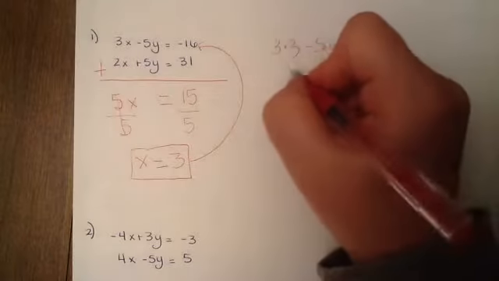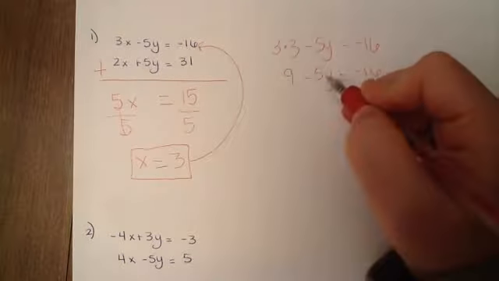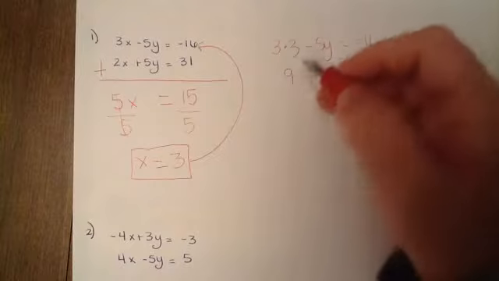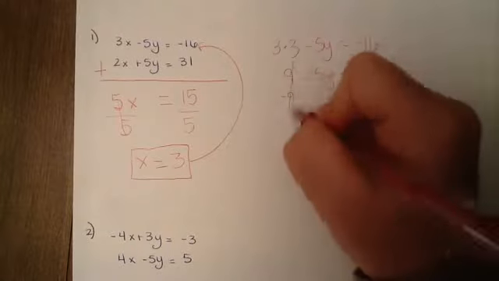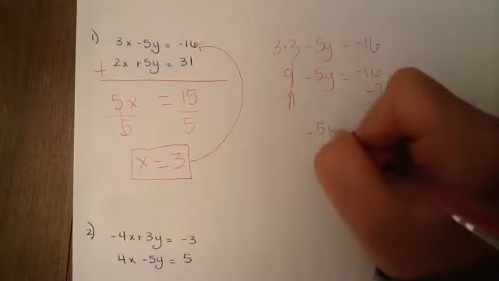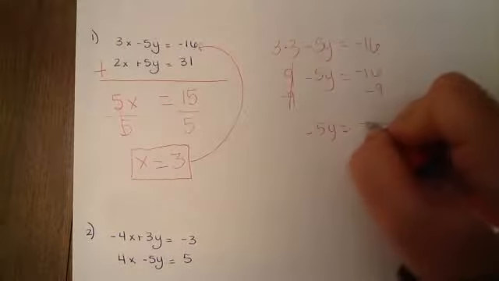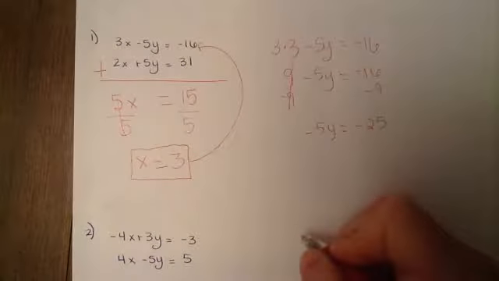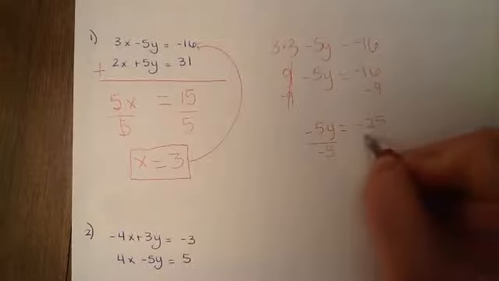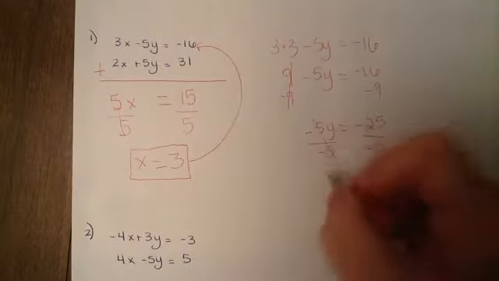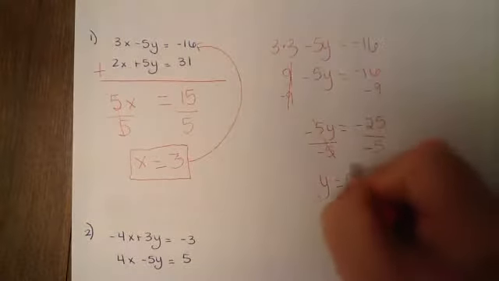3 times 3 is 9. And I want to get the variable by itself, so get rid of the 9 first. How do you get rid of a 9? Minus 9. What I do on one side, I must do to the other. Negative 5y equals negative 16 and negative 9, negative 25. Last thing you need to do to solve, divide by negative 5. Y equals positive 5.